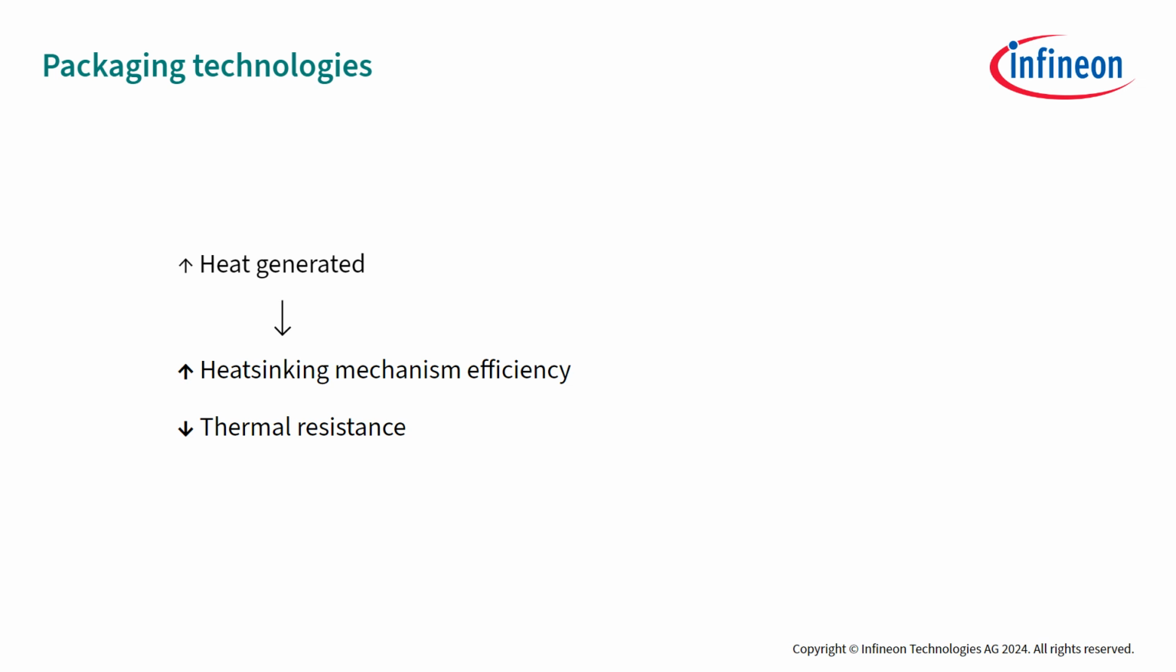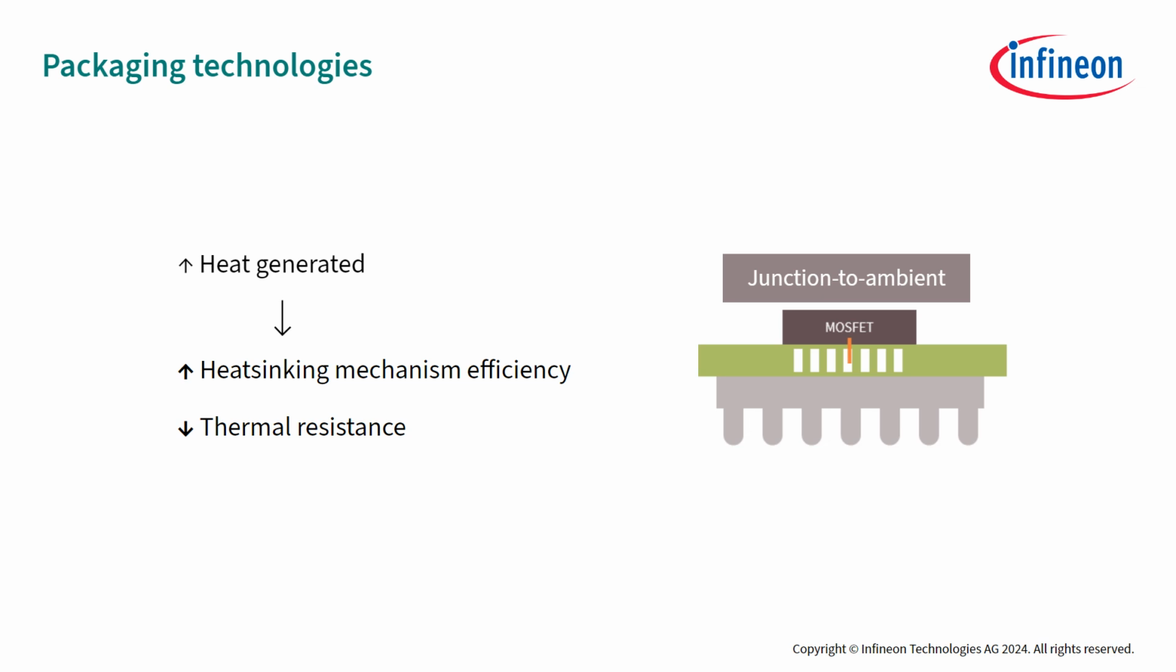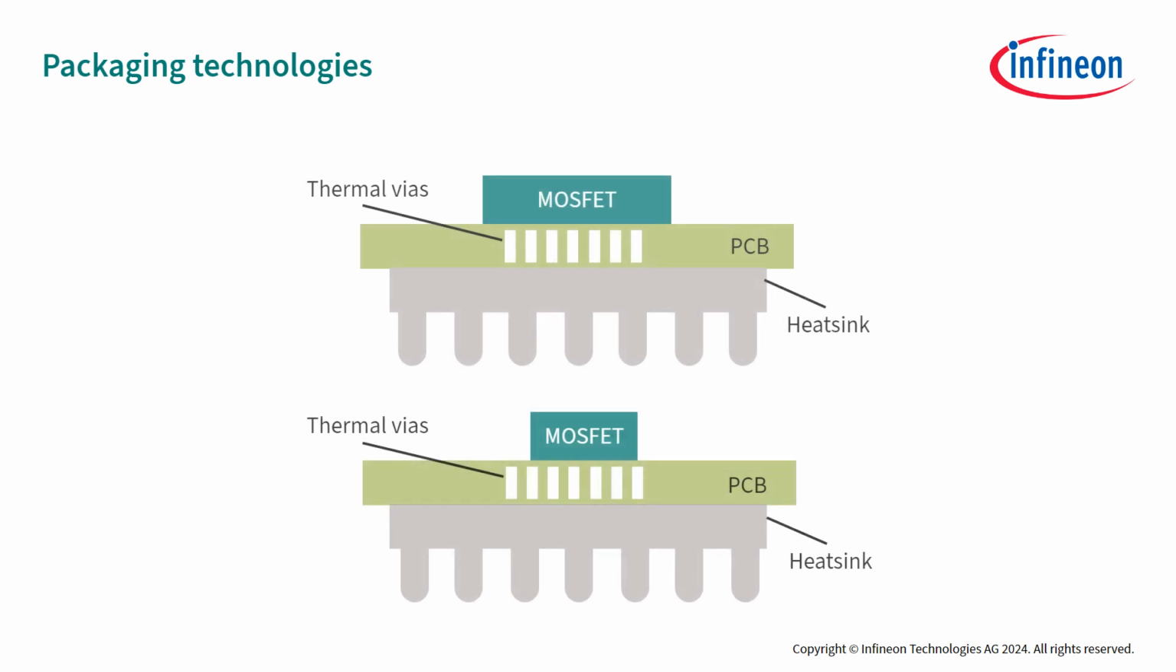This thermal resistance from the semiconductor junction to the ambient air is called junction to ambient thermal resistance. The junction to ambient resistance includes the whole path the heat will follow from the MOSFET die, where the heat is generated, all the way through the MOSFET package, PCB glass, its thermal vias, and the heatsink, until it is released to the ambient. Here, we have a comparison between a 3x3 MOSFET and a 5x6 MOSFET in terms of heat dissipation.